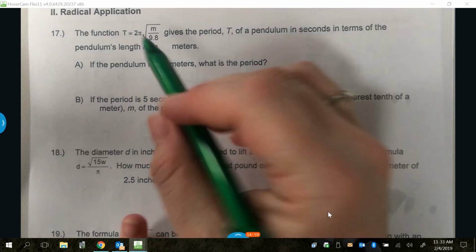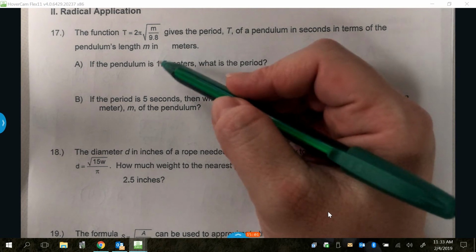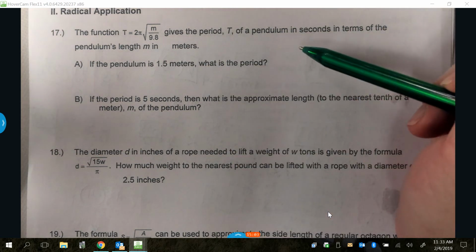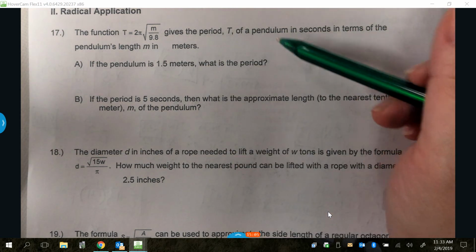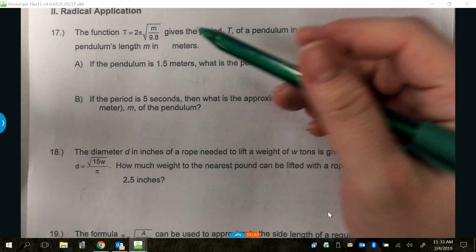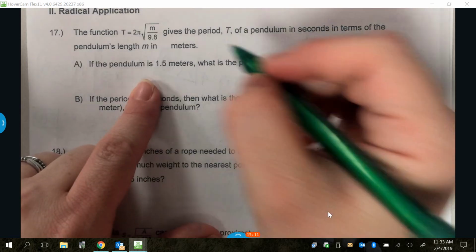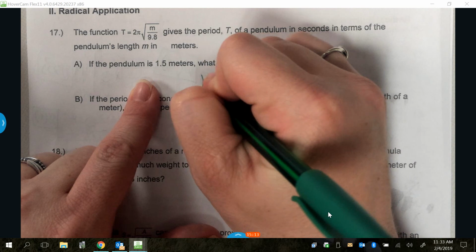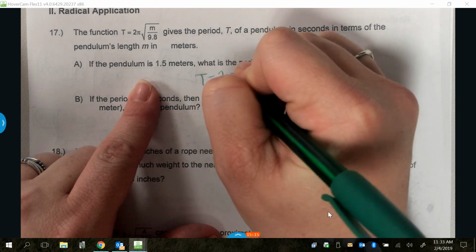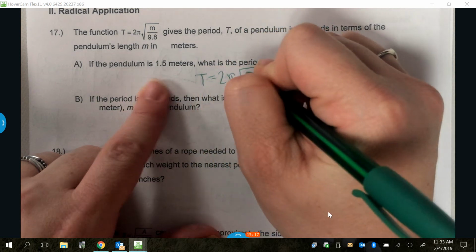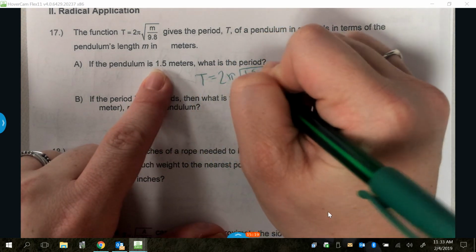The function t equals 2 pi square root of m over 9.8 gives the period t of a pendulum in seconds in terms of the length m in meters. So if the pendulum is 1.5 meters, that means we're going to replace the m. So t equals 2 pi square root of 1.5 over 9.8.